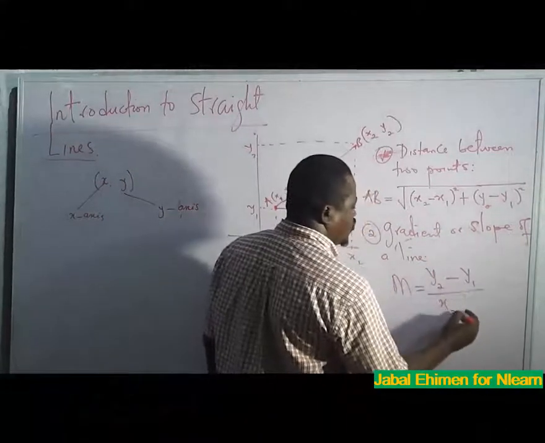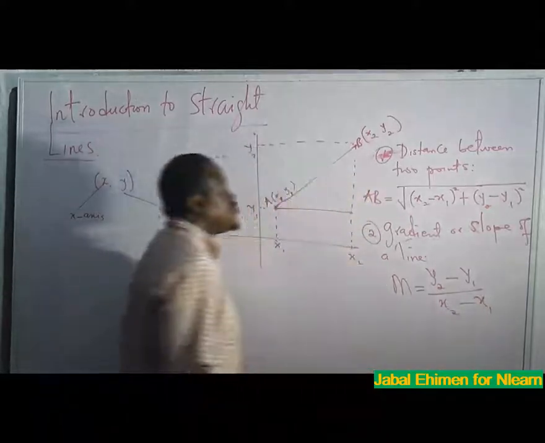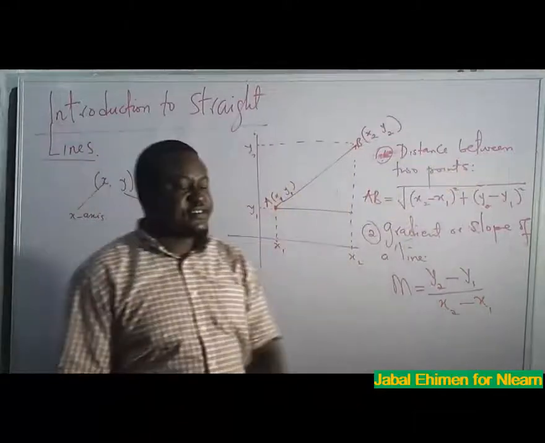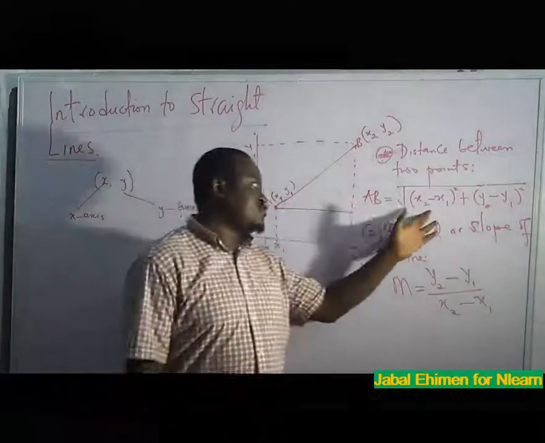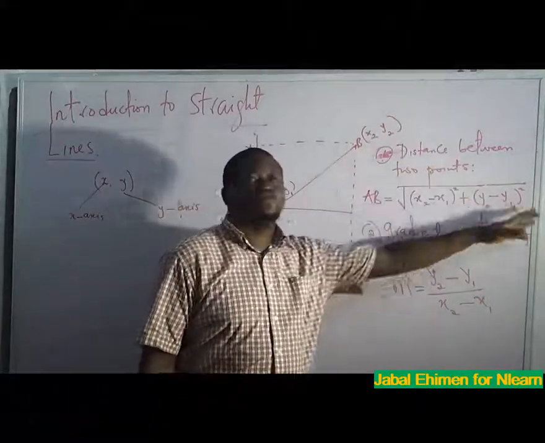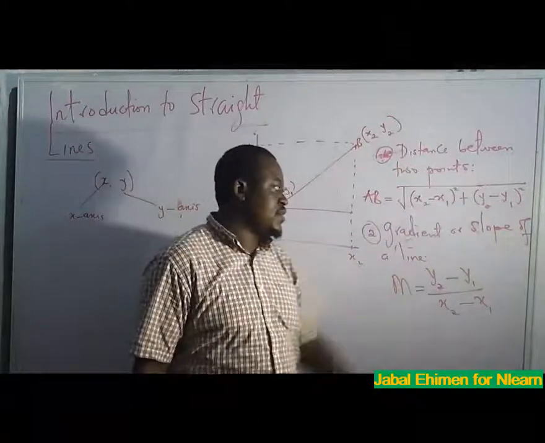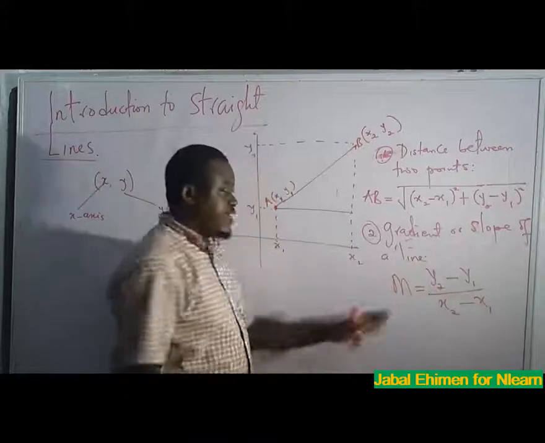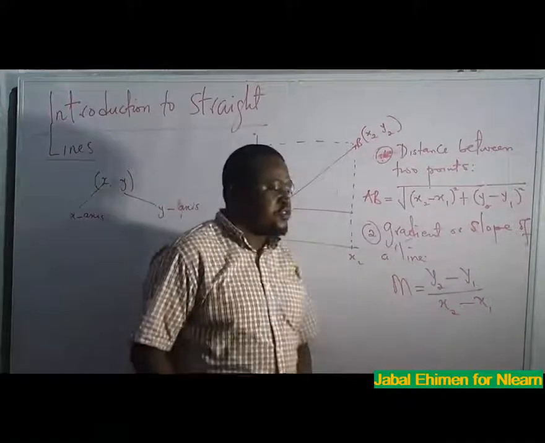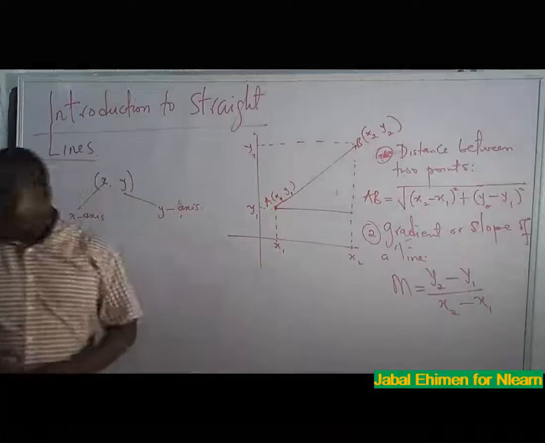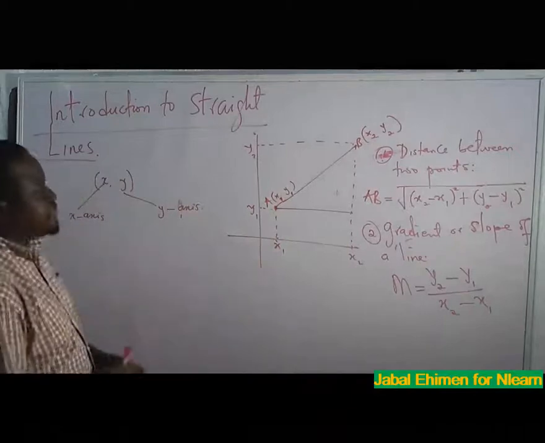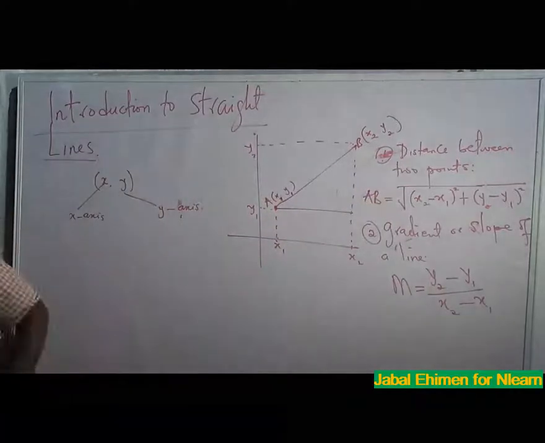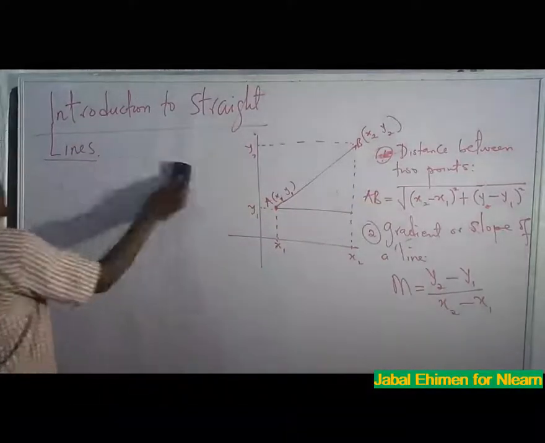Now, from there, I can say that the gradient represented as m is y2 minus y1 over x2 minus x1. So you take 2 notes. The first note is the distance between 2 points. The distance between 2 points is square root of x2 minus x1, y2 minus y1. Don't forget that I square there. And you have the gradient or slope of a line, m, equal to that. So from here, I can bring out my analysis based on the fact that I can take calculations on this.